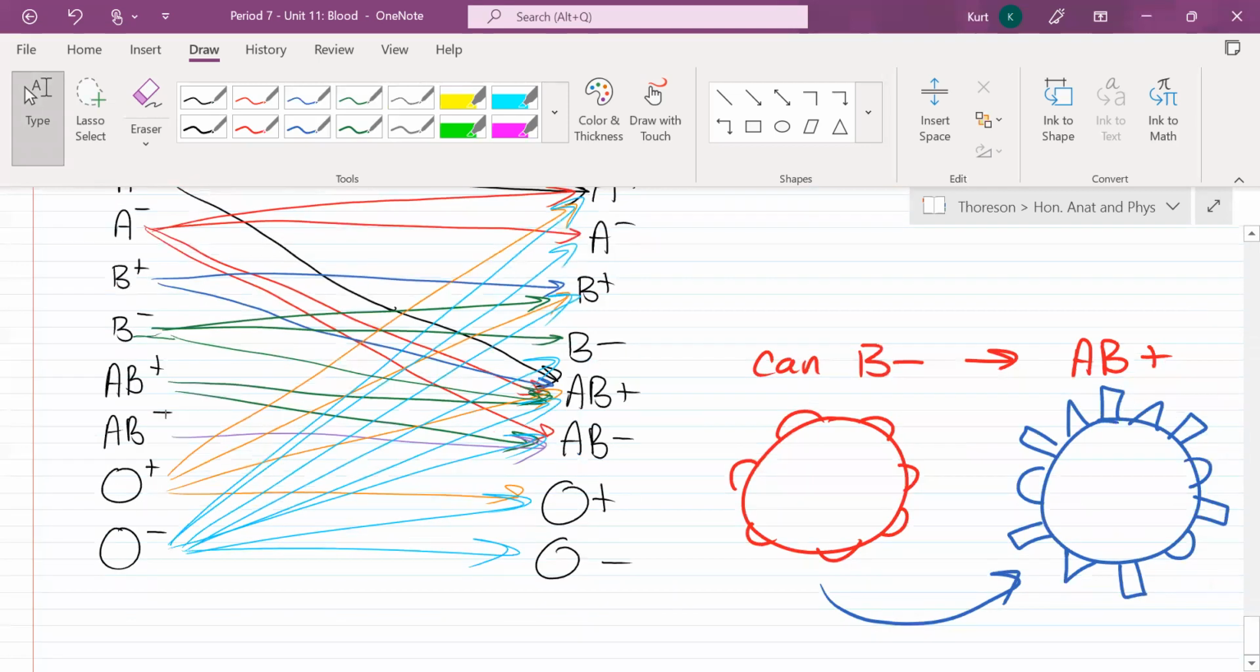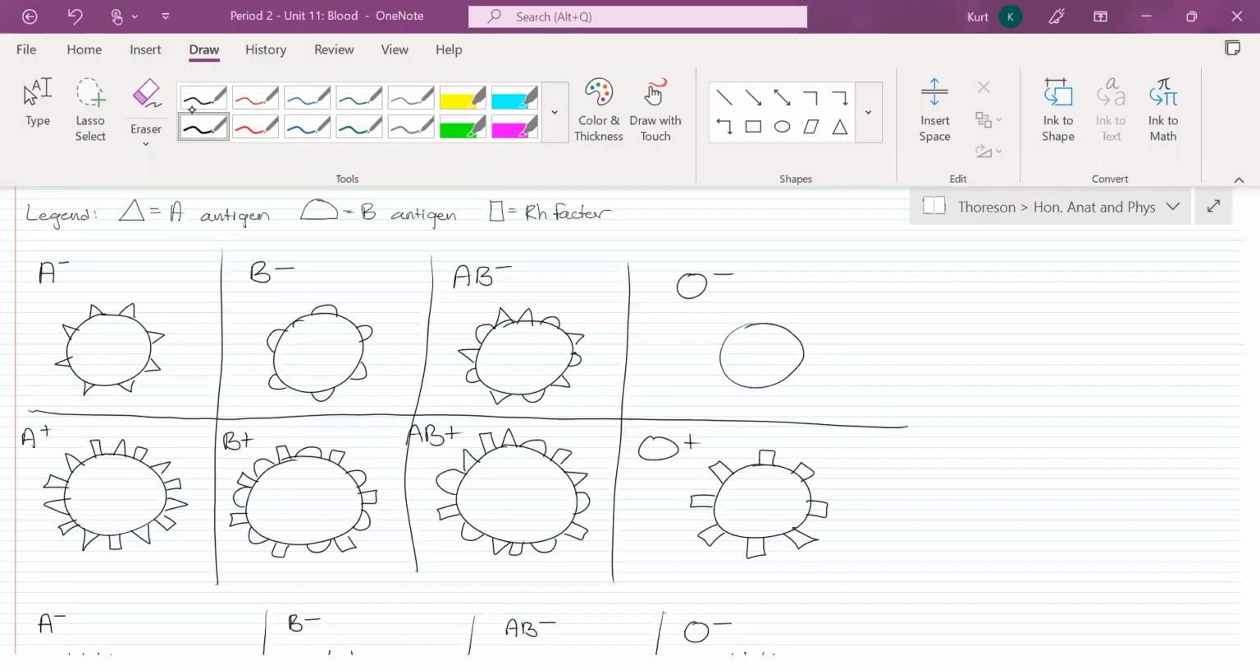All right. So let's take a moment here. I'm going to pause the video. Okay, so this is what you should have regarding the various blood types: A positive, B positive, AB positive, and O positive. A negative, B negative, AB negative, and O negative. Now, I want to teach you the antibodies, okay?